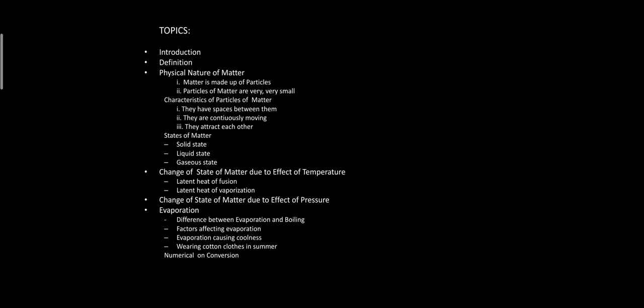Then there will be the topic of evaporation, which will deal with the difference between evaporation and boiling and factors affecting evaporation. In the last, we will have numericals, which are conversion numericals, in which you will be converting Fahrenheit into Celsius scale and Celsius into Fahrenheit scale. We are keeping this for the last so that after studying the whole theory, the numerical part will be easy for you. Today we'll take two topics, that is physical nature of matter and characteristics of particles. The rest of the topics we'll take in another class.